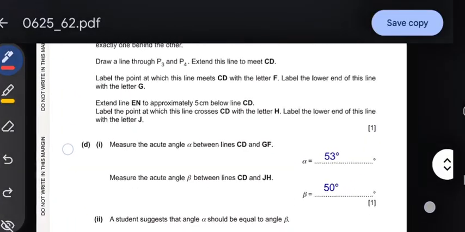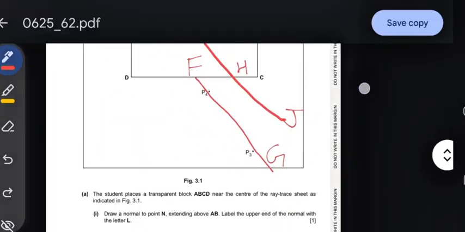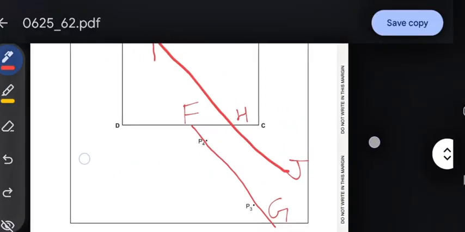Measure the acute angle between lines CD and GF. Okay, CD and GF, where CD is here and GF is here.